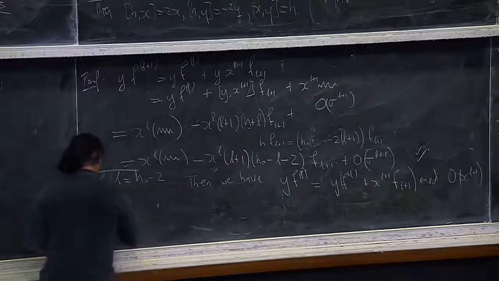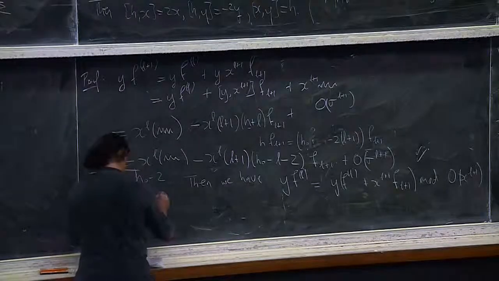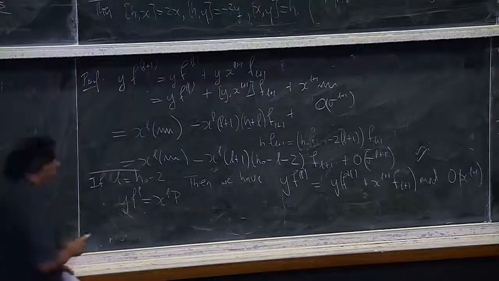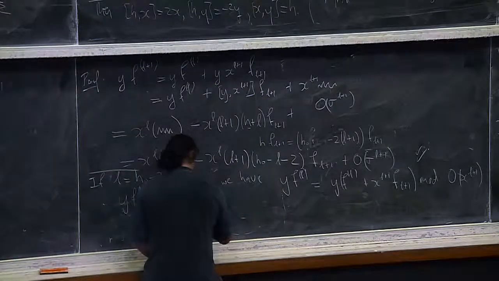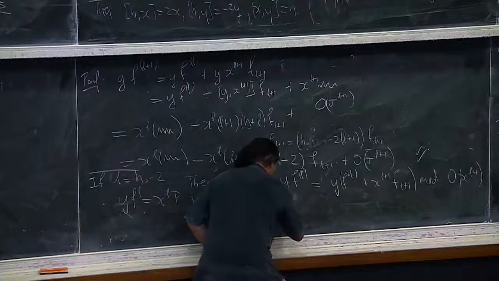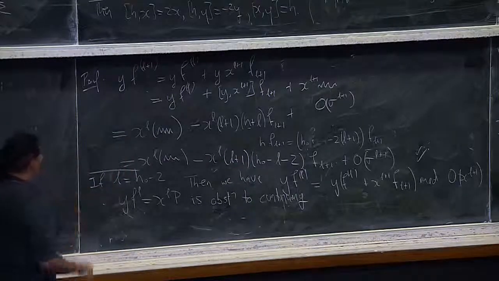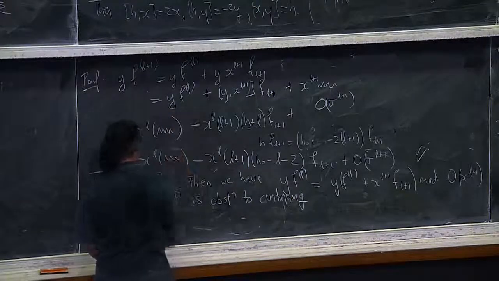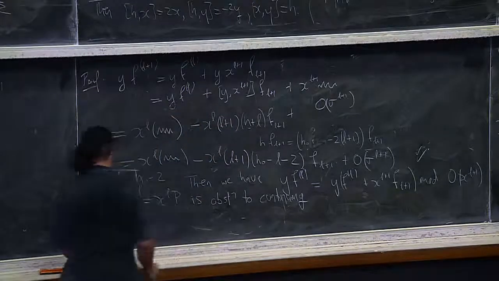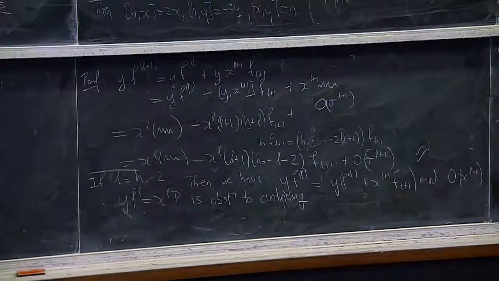Therefore, y f to the l, which we know by assumption is equal to x to the l times something, let's call it p, is the obstruction to continuing. Because we were trying to get rid of these terms one by one, and we've hit this one that we can't get rid of. But if this is zero, we can continue. So really, this is the obstruction, and we know it's x to the l times something, and I've called the something p. So what is p?